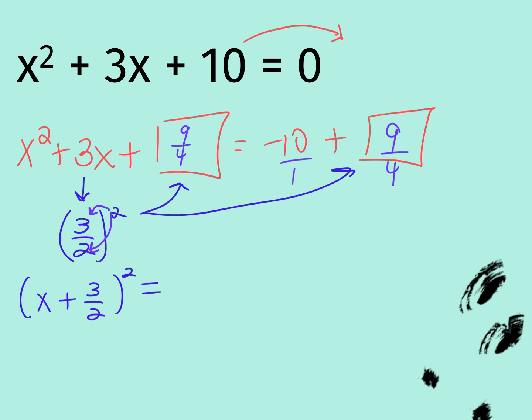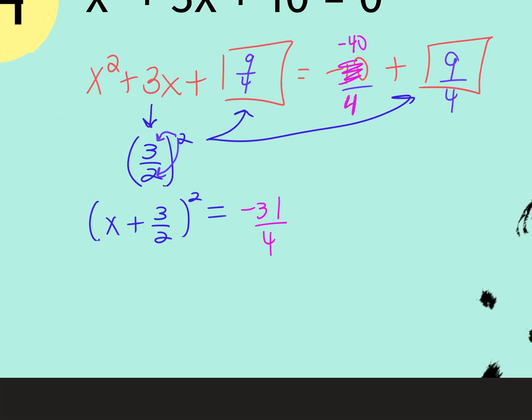Okay, so now we have to add these two numbers together. In order to add fractions, what do we have to have? Same denominator, perfect. So what's my same denominator going to be between 1 and 4? 4, perfect. So if I multiply the bottom of this fraction by 4, what do I do to the top? Multiply it by 4, so this becomes negative 40. Good job. And now we can add, what's negative 40 plus 9? Negative 31, good. Over what number? 4. Awesome. Now we're back to where we were at the very beginning, when we first started.